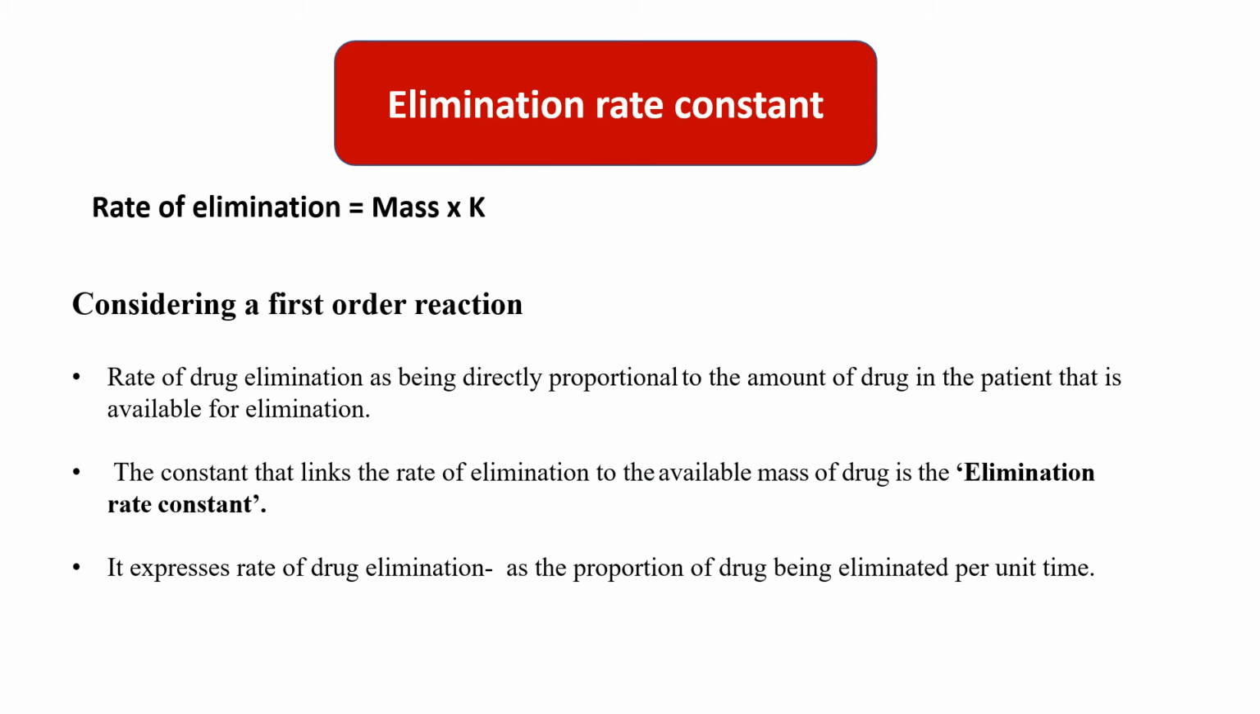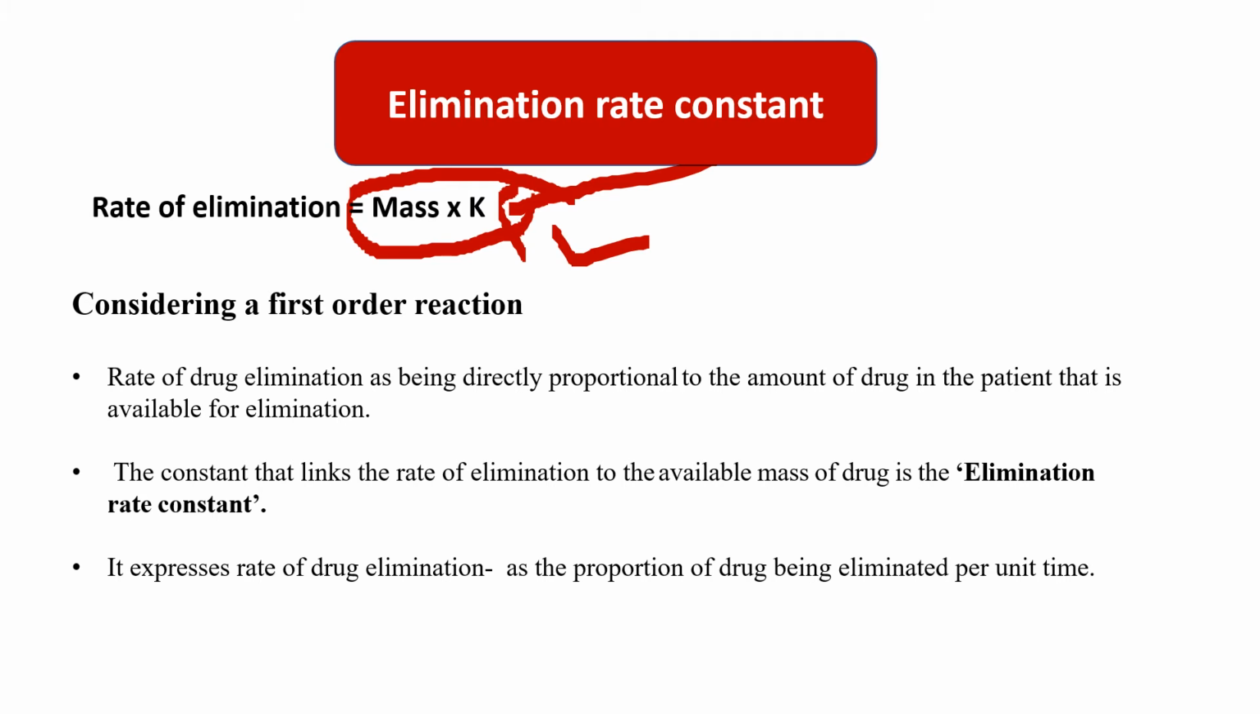Two more important things we'll learn in this session. One is elimination rate constant, another is clearance. So what is elimination rate constant? The formula looks like this: rate of elimination equals mass times K. So we are talking about this K.